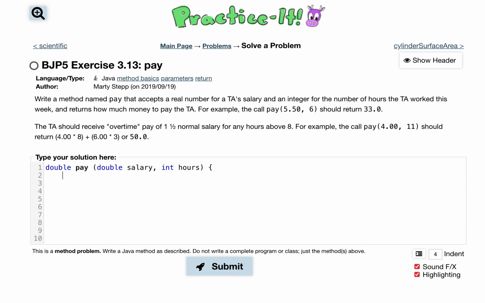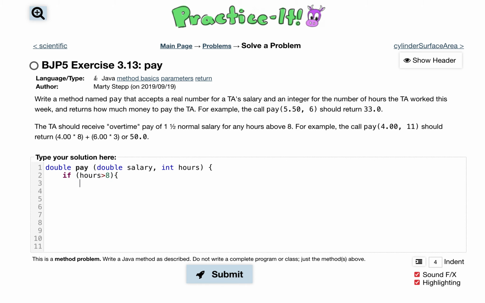Now, the caveat here is that there are two cases that we need to be careful of. The first is if the number of hours that the TA works is above 8, and anything under that is going to be returning the hours times the salary, which is why 5.5 times 6 returns 33. So, as I just said, we are going to be checking if hours is greater than 8. And this is considered to be any hours over time.